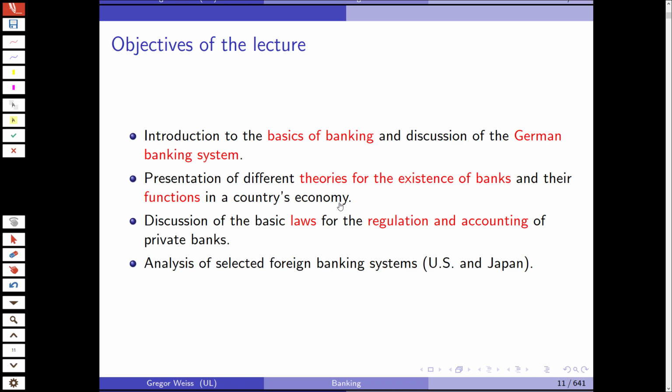We need to know about the German banking sector and discuss some theories about why banks exist. This is not trivial. We will discuss the laws and regulations that concern banks, a little bit about risk management, and learn a little bit about not just central banking, but the US and Japanese banking systems.